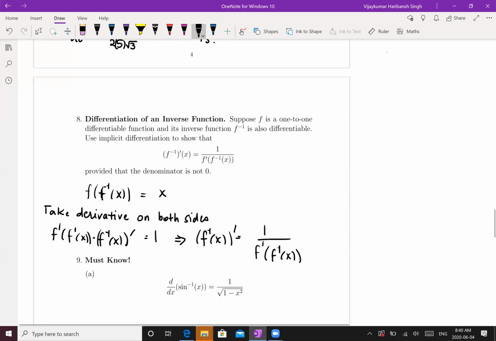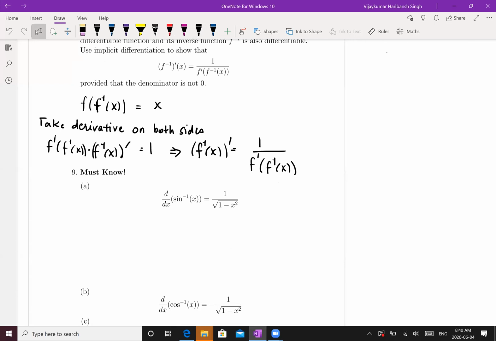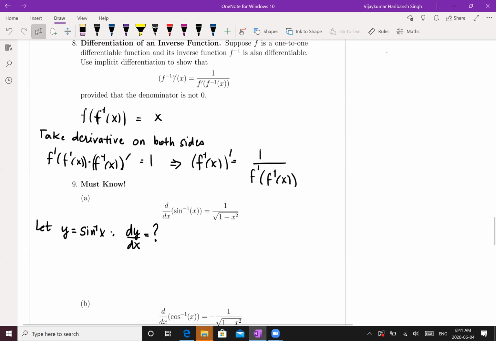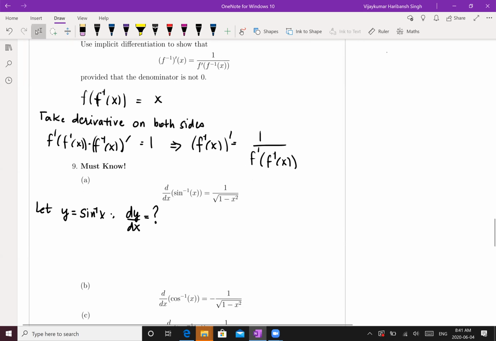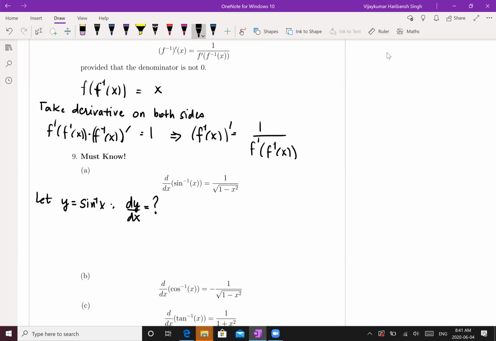Now let's use this to find the derivative of sine inverse x. So what is the derivative of sine inverse x? In this case, let y be sine inverse x. What are we interested in? We are interested in dy by dx. Now either we can use this theorem right away to find the derivative, or we can do it in the following way. So y equals sine inverse x.